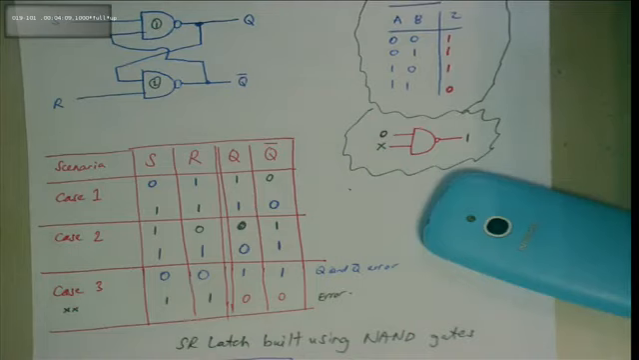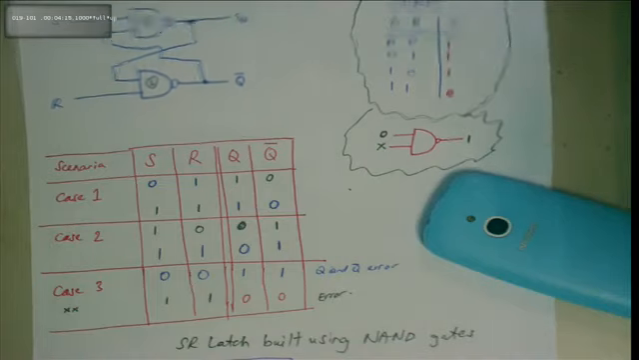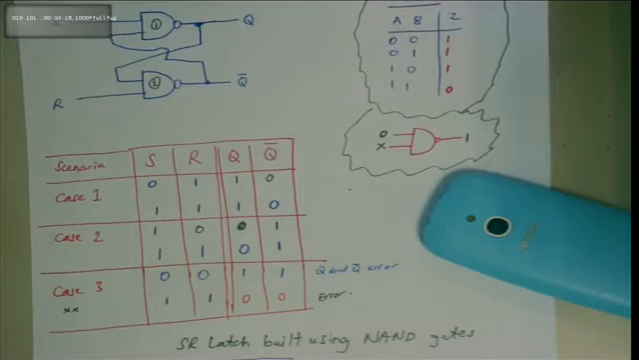If any input is 0, it doesn't matter what the other is. That becomes 1. Once that becomes 1, this 1 comes down. 1 and 1 gives you a 0. Now, according to our design, they've got to be opposites of each other. So if Q is 1, Q bar is a 0. We are happy that it's giving us a consistent answer.